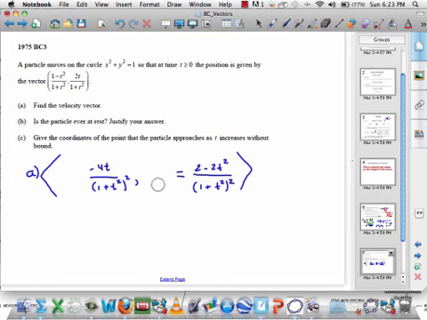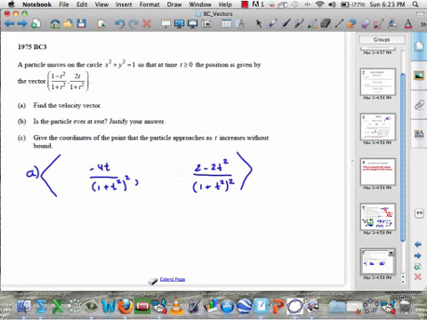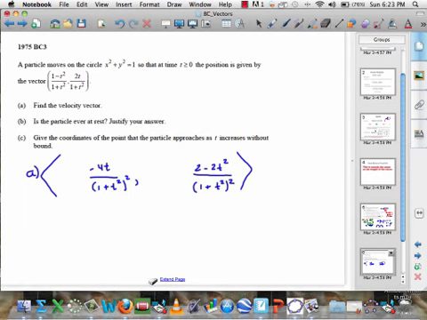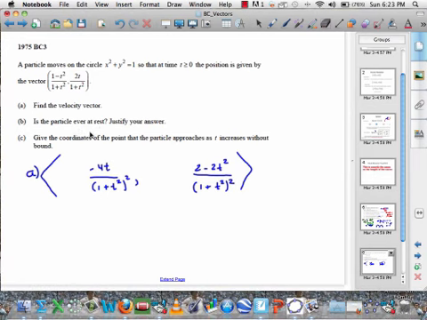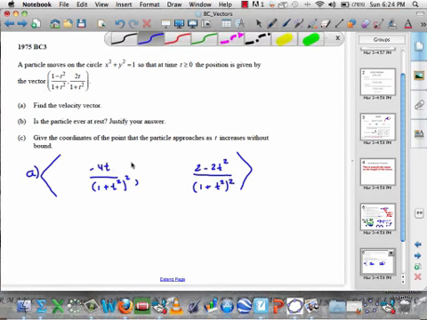Now, here's an interesting extension of what we already know about particle motion. In one dimension, if the particle is at rest, that means the velocity is 0. Well, we don't have a velocity function, we have a vector. So if the particle is going to be at rest, then both of these components need to be 0 at the same moment. Otherwise, it'll be at rest in one direction but not the other.